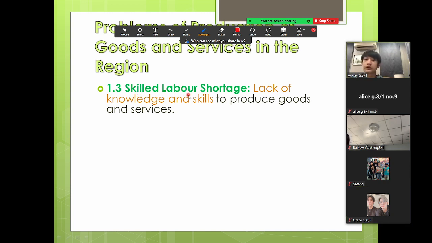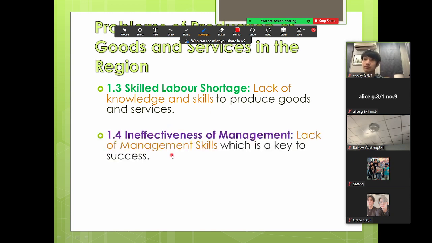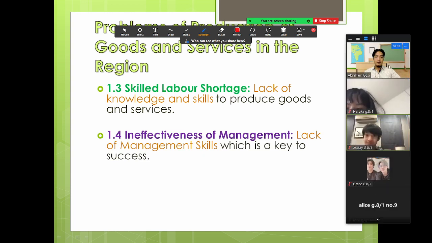Next one we have is Odi, please read. Skilled labor shortage. This is the lack of knowledge and skills to produce goods and services. Again, this is the lack of experience of laborers, of workers. The knowledge and skills. So the next one is by cow. Please read.